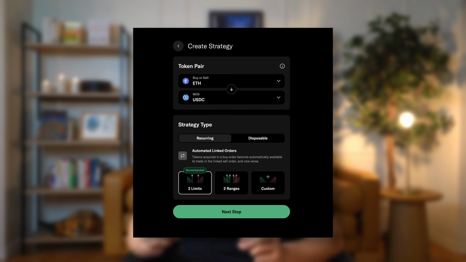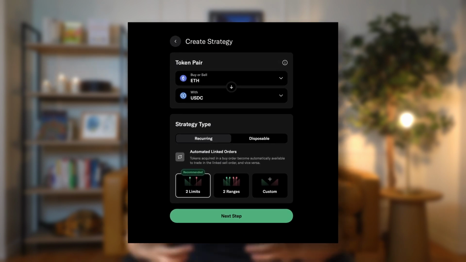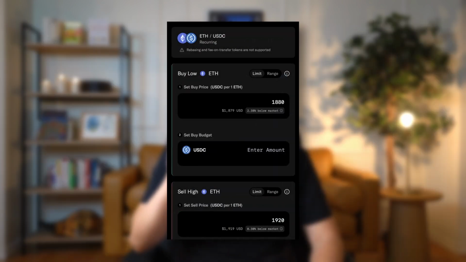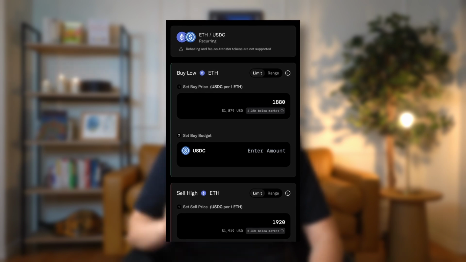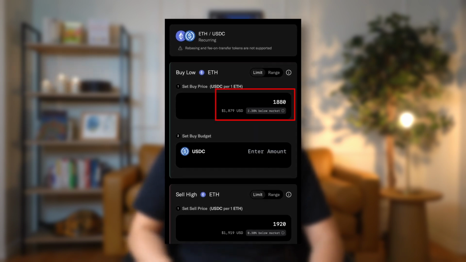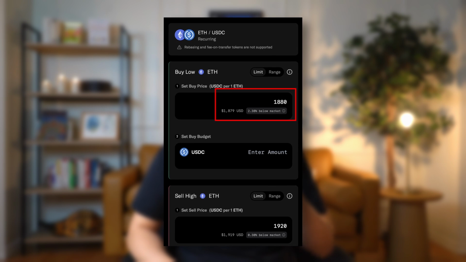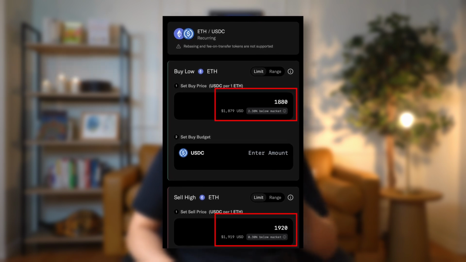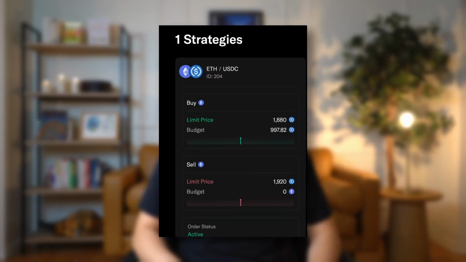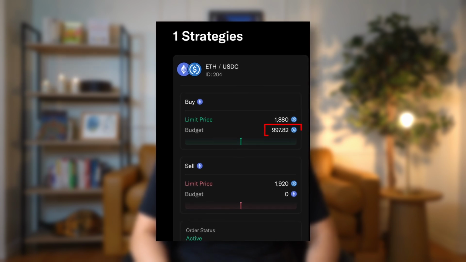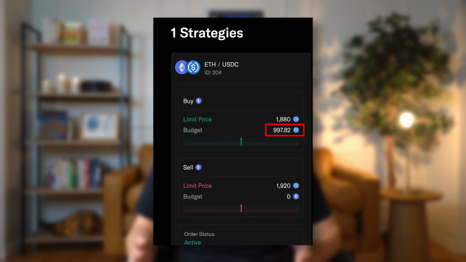For my initial strategy, I chose to trade ETH with USDC as the quote token, per se. And I used 2 limit orders. 1 limit buy when ETH is at 1880 USDC, and 1 limit sell when ETH is at 1920 USDC. As you can see here, my initial budget was 997, pretty much 998 USDC.